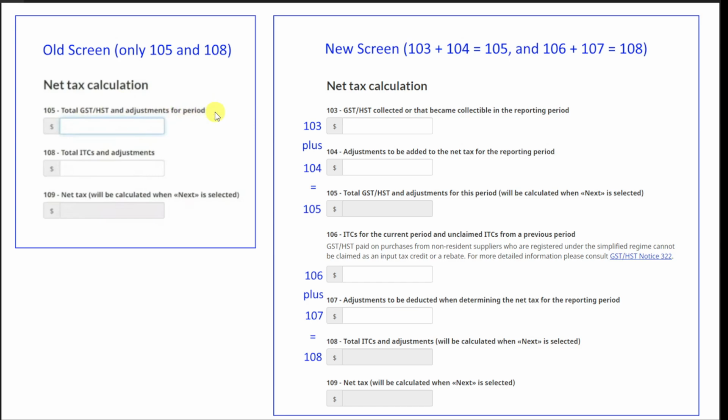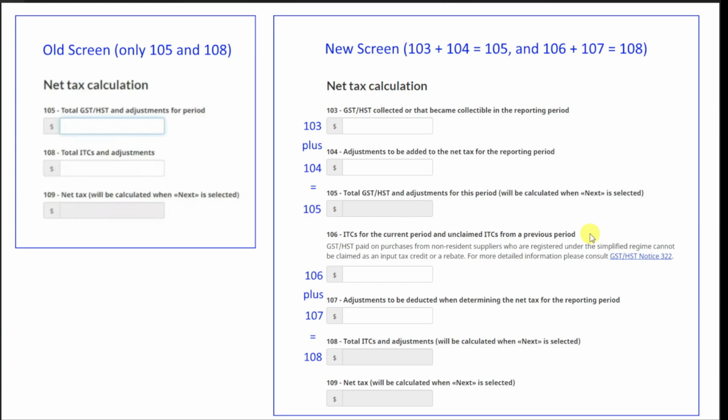And it happens again in the credit section. Instead of just line 108, total ITCs and adjustments, they now include the details of this line, that is 106 plus 107. And 106 is helpfully described as ITCs for the current period and unclaimed ITCs from a previous period. It would have been nice to have a link on what ITCs were, that is, input tax credits, the GST/HST paid on expenses and purchases in relation to commercial activities.